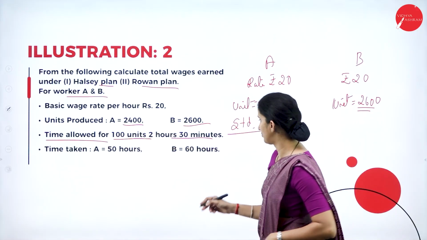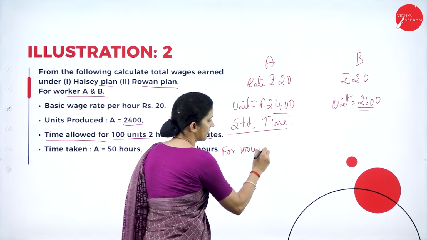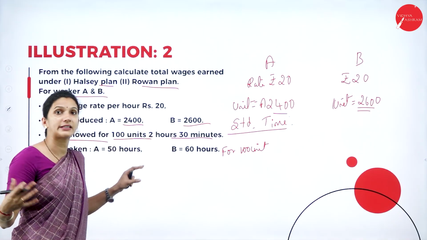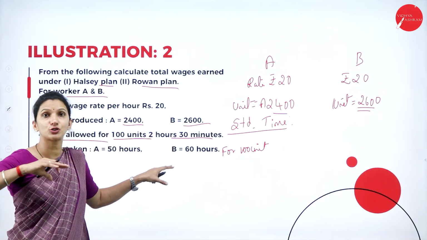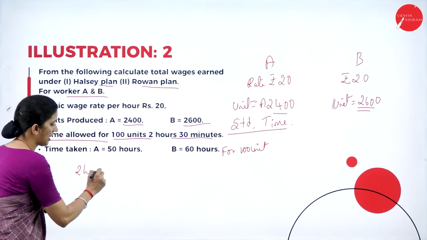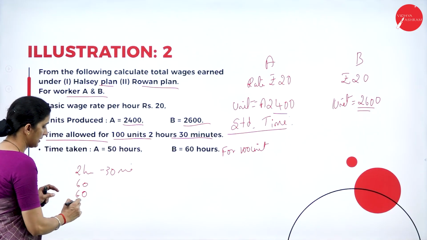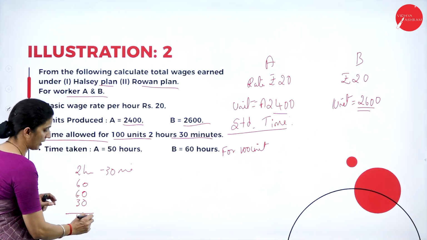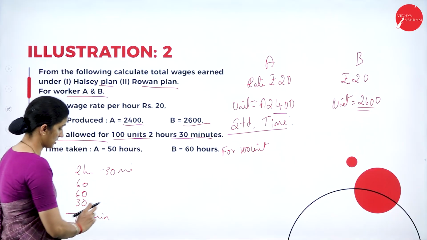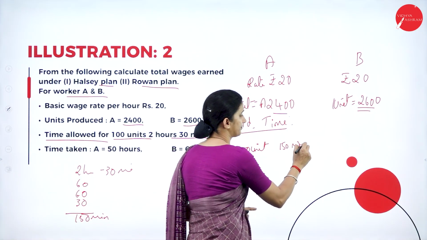See the time allowed. To produce 100 units, the time given is 2 hours 30 minutes. Here we'll convert it into total minutes because we have the additional 30 minutes. 2 hours 30 minutes means what? Total minutes it is 60 plus 60 plus 30, total 150 minutes.